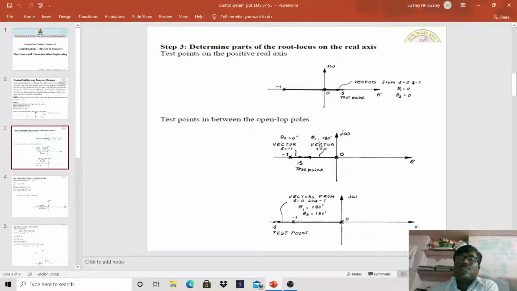Here the vector theta 1 is equal to 180 degrees from the pole at s is equal to 0, and another pole is at -1, where theta 2 is equal to 0 degrees. For the test point in between, theta 1 is equal to 180 degrees and theta 2 is equal to 0. Then for the test point from 0 to the left of -1, theta 1 and theta 2 are both 180 degrees.